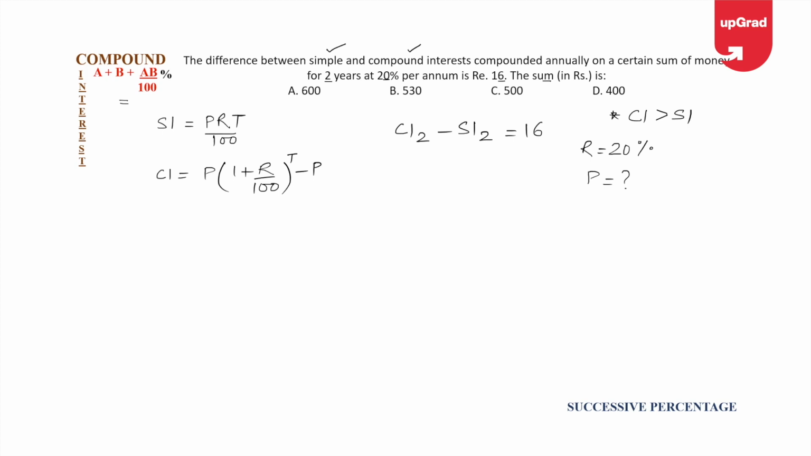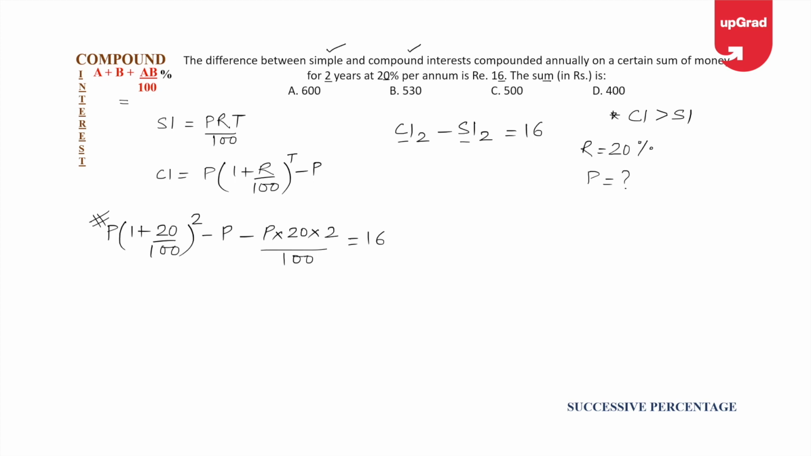Now conventionally, if you do not know the method of successive percentage, how will we solve it? We will put in the formulas for compound and simple interest. Let's do it this way. I do not know P, 1 plus rate of interest is known to me, which is 20 by 100. Time is known to me, which is 2, minus P, which is not known to me, minus simple interest, which is P multiplied by rate of interest multiplied by time divided by 100. And that's equal to 16. Now using this equation, I have to get the value of P.